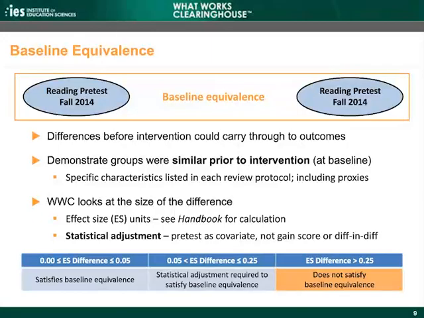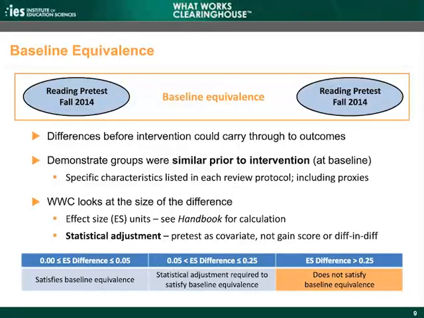First, groups are equivalent if there are very small differences between them. If there are effect size differences of less than or equal to 0.05 standard deviations on a baseline measure, then groups are considered equivalent on that measure. You've demonstrated that the groups have nearly equivalent means before the intervention, so we can be confident that there weren't pre-existing differences that carried through to the impact of the intervention. The second way to demonstrate equivalence is to have moderately sized differences, defined as a difference greater than 0.05 and less than or equal to 0.25 standard deviations on a baseline measure, but statistically control for that difference in the analysis of outcomes.